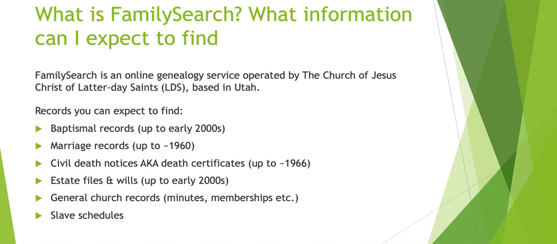So the next thing that you can expect to find, a set of records you can expect to find on FamilySearch, are civil death notices, also known as death certificates. And there are death certificates online on FamilySearch up until the year 1966. From the beginning of civil registration in South Africa, right up until 1966, you can expect to find your relative's death certificate.